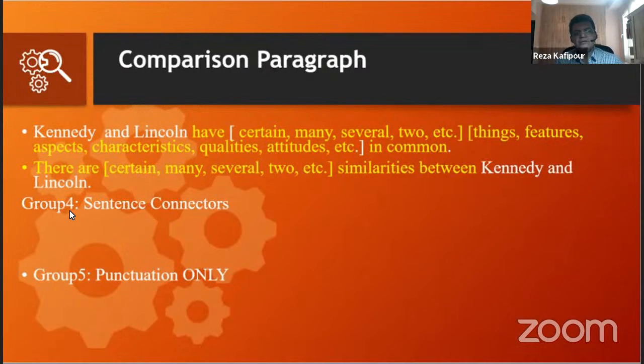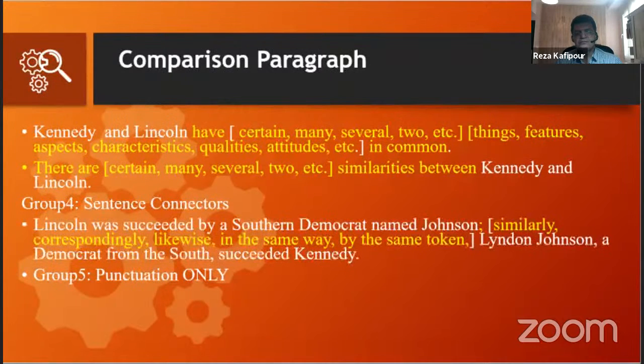So let's go to the fourth group. The fourth signal is the use of sentence connectors to show similarities between two persons or two concepts or two objects. So what are the sentence connectors used to show similarities? They are similarly, correspondingly, likewise, in the same way, or by the same token. They are sentence connectors that show we are discussing similarities between two concepts or persons.